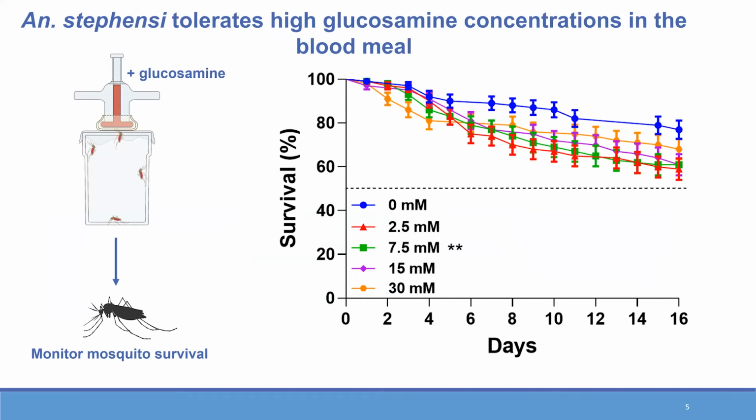The first thing that we had to determine was what concentrations of glucosamine can be given to the mosquito in the blood meal without being toxic. To determine if feeding the mosquito glucosamine in a blood meal would have an impact on mosquito survival, we added glucosamine at concentrations of 0, 2.5, 7.5, 15, and up to 30 millimolar. We then monitored mosquito survival for 16 days. Our data indicates that concentrations up to 30 millimolar did not have a substantial effect on mosquito growth. The concentrations that are typically used in parasite culture do not exceed 5 millimolar, so these higher concentrations would be way in excess.